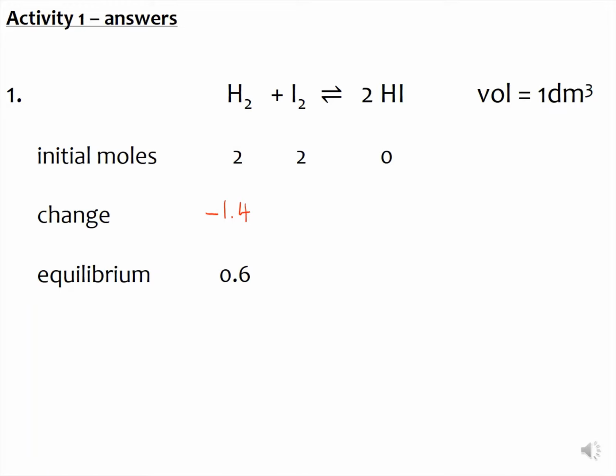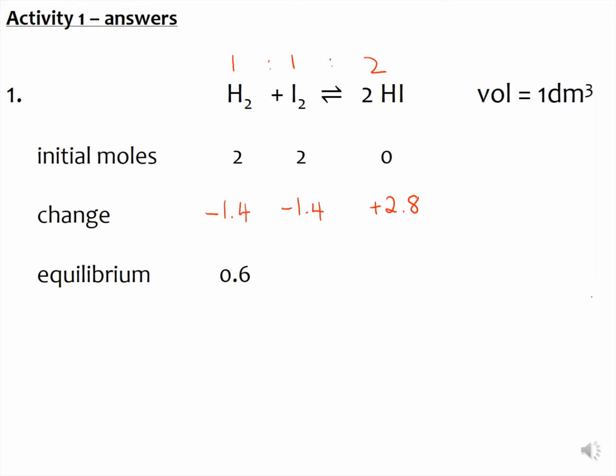Now, if we look at the stoichiometric ratio, we have a ratio of 1 to 1 to 2 here. So our change row has also got to be in the ratio 1 to 1 to 2. If we have decreased the hydrogen by 1.4, then the iodine has to decrease by 1.4 as well, because it's a 1 to 1 ratio there. Now the hydrogen iodide has a stoichiometry of 2, so that is going to increase by 2.8, because that's twice 1.4. As I said, the stoichiometric ratio has to equal the change ratio as well. So 1.4 to 1.4 to 2.8 is 1 to 1 to 2.